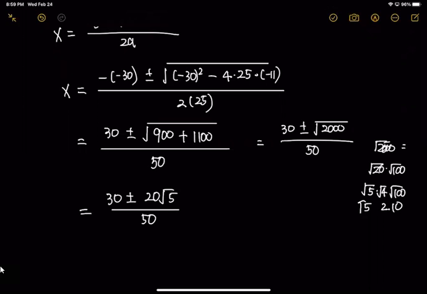Now we can simplify it by dividing 10 from every term. So you have 3 plus 2 times square root of 5, or minus 2 times square root of 5, over 5. So that would be a solution.